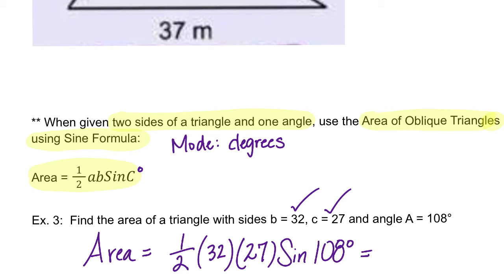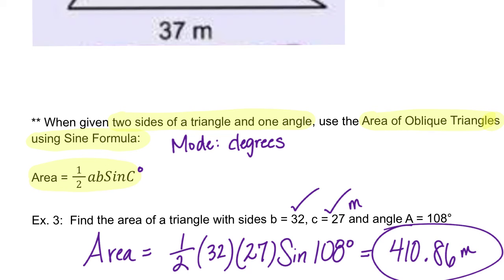All right, so when I calculated this one, I got 410.856, so 410.86. It was 56, so I'm going to round up. And this doesn't have meters or anything, so I'll just call that meters. And that was the answer for the area of that triangle. Let's look at the next one.